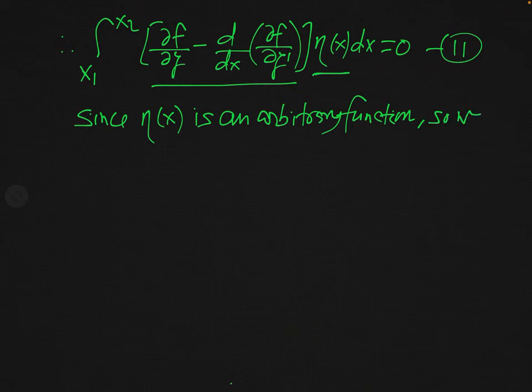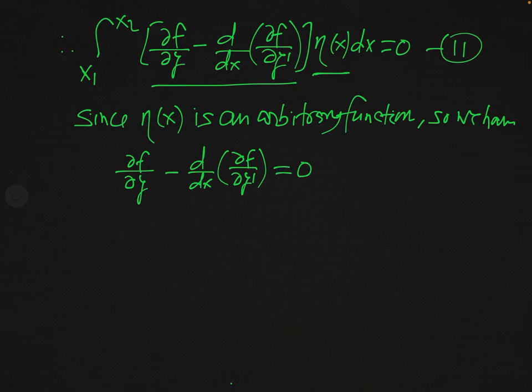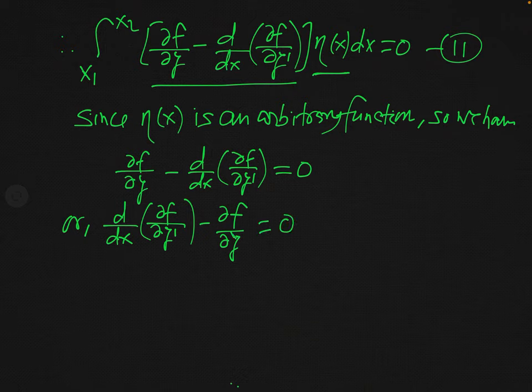So you can say that eta of x is an arbitrary function. So we have del f by del y minus d dx del f by del y prime equal to zero. Or you may write this equation in this manner: d dx del f by del y prime minus del f by del y is equal to zero.